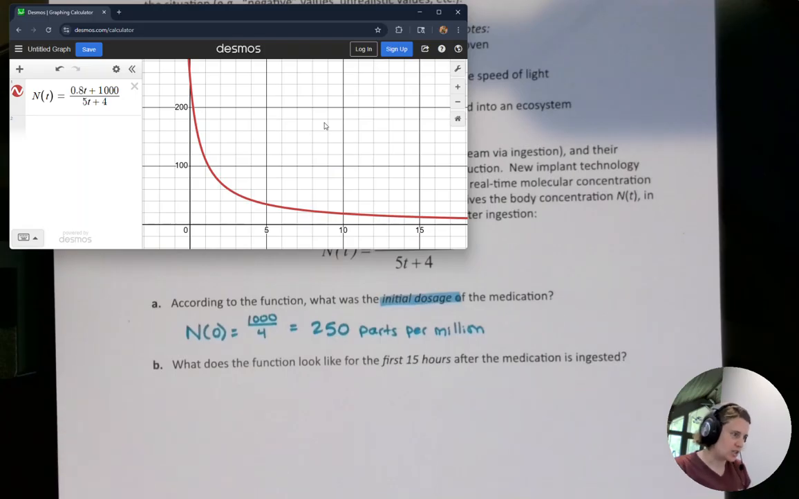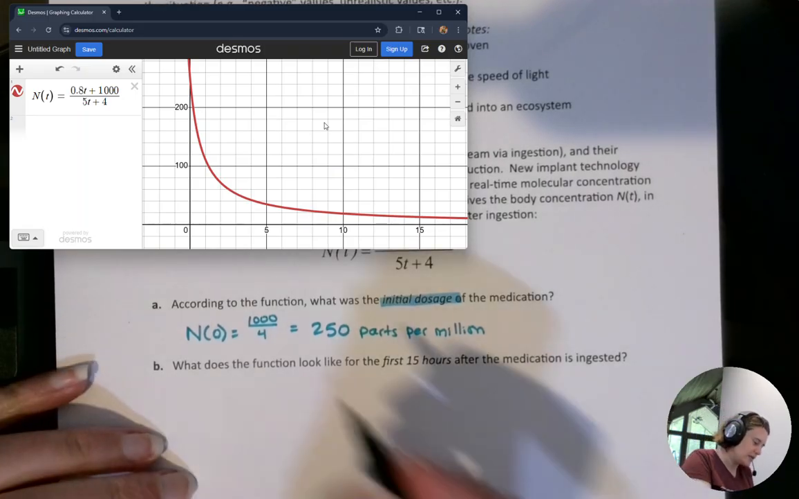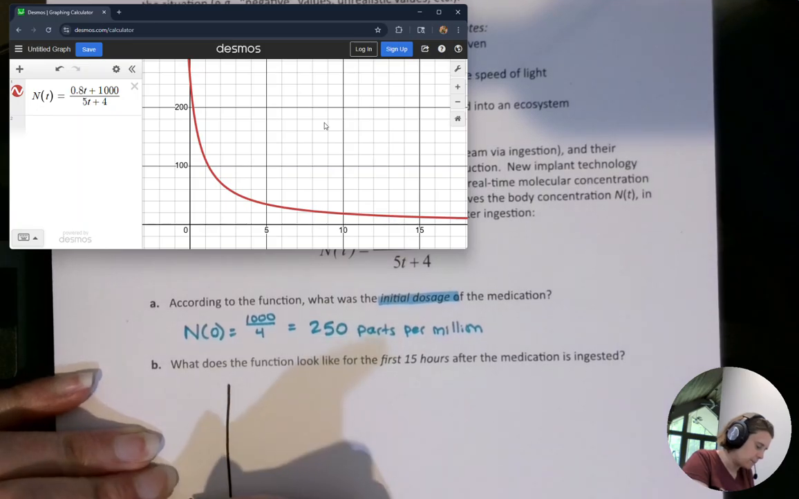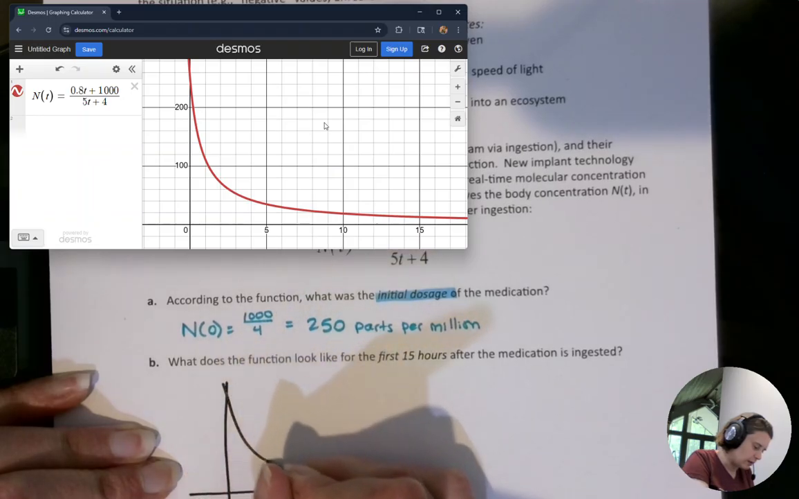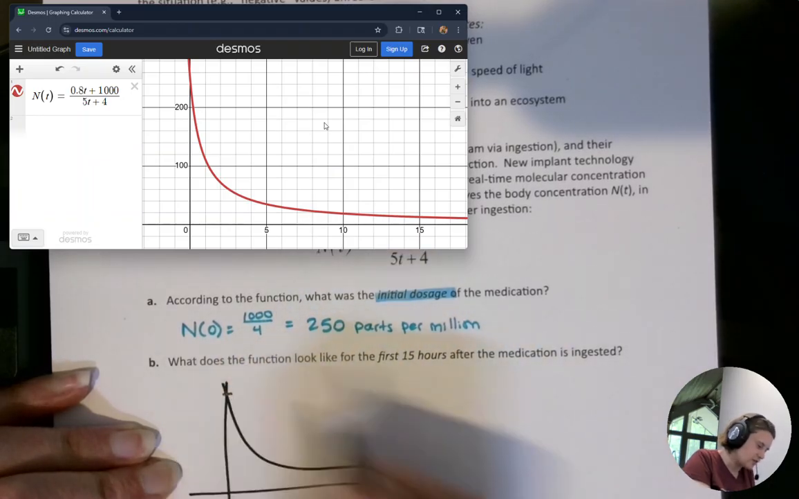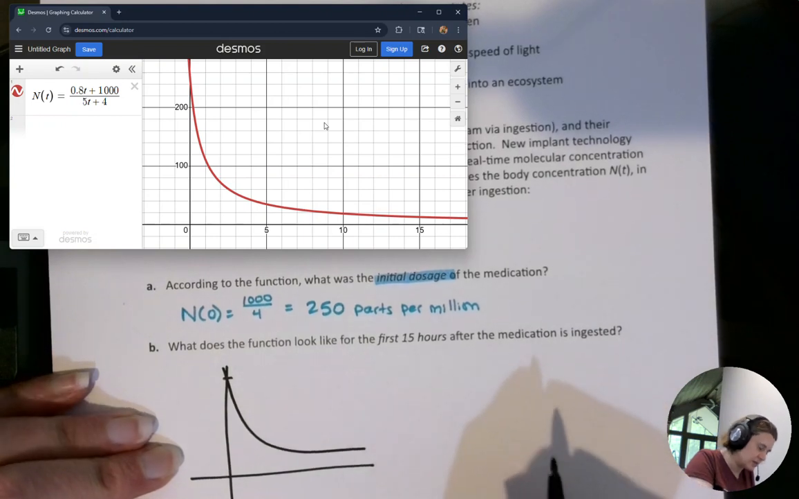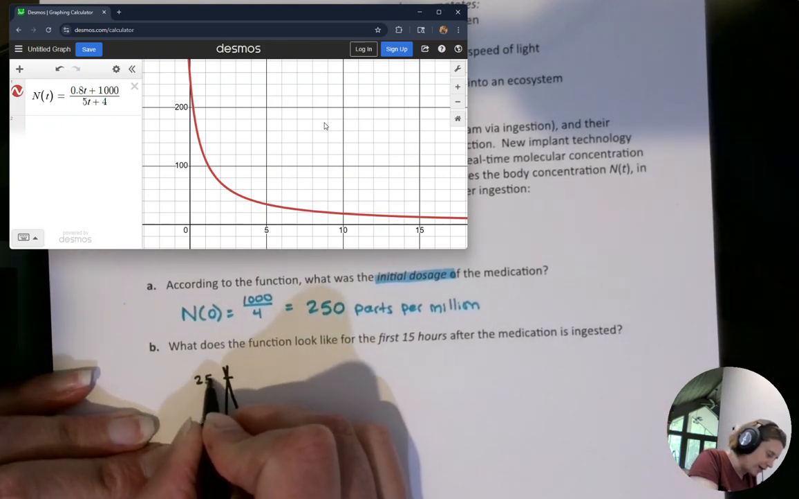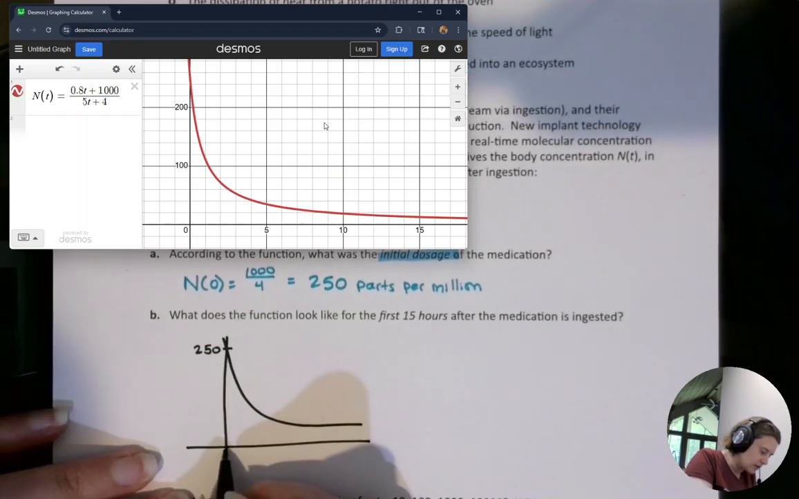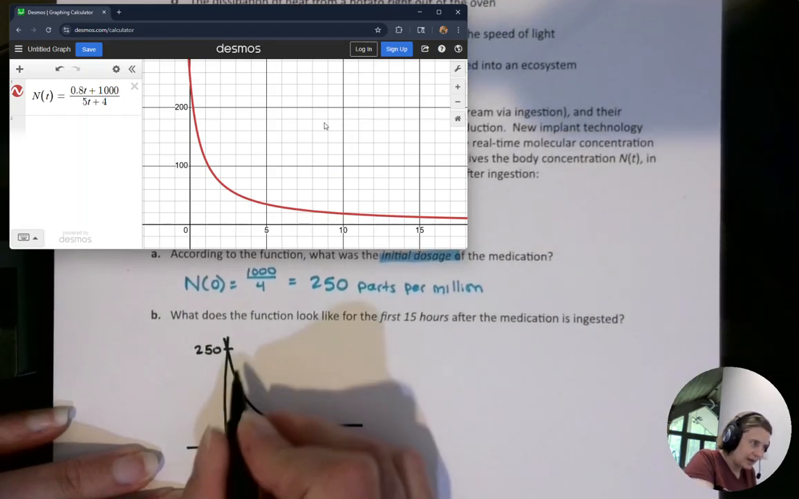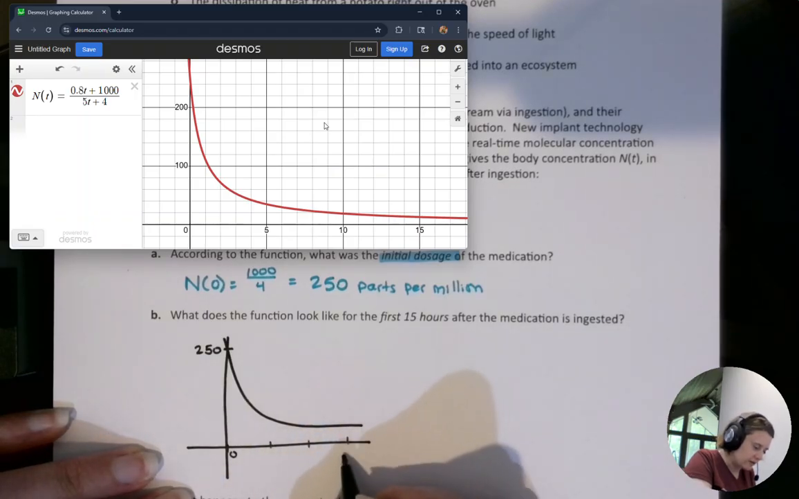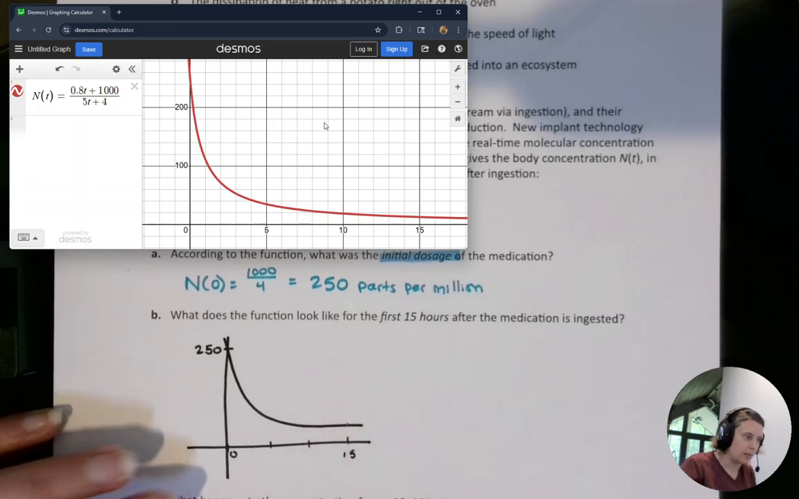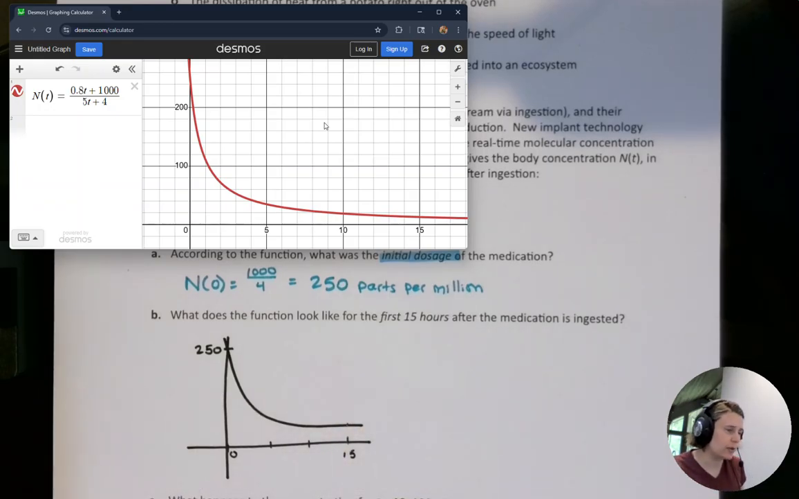All right, so we want to make a sketch here of what the function looks like for the first 15 hours after the medicine is ingested. So we're going to look at it here. So this value at the y-intercept is going to be where we have 250 parts per million. This is our x value, 0. And it drops rapidly at first. We've got 5, 10, 15 will be about here. And we've been asked to look at for the first 15 hours so we can see kind of what the graph is looking like here.